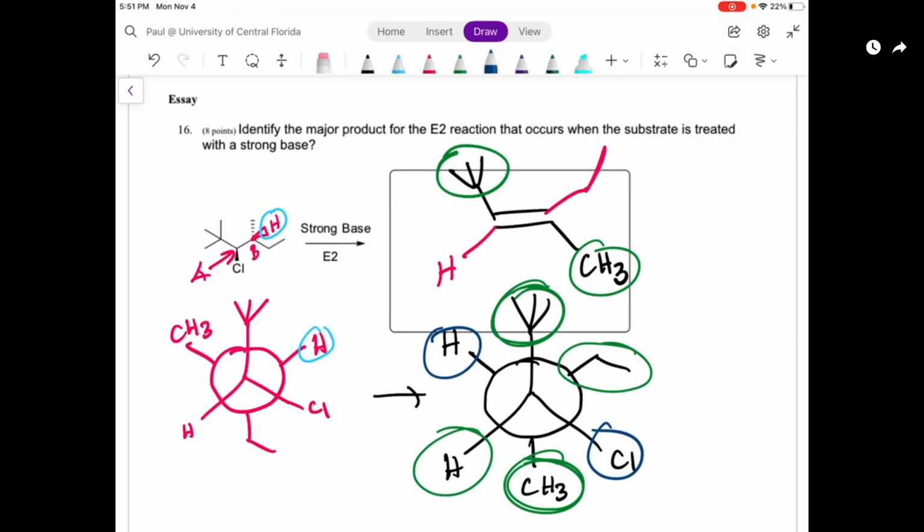So what we see here is a conformation that looks a little unsettling because we have a bulky tert-butyl group and a bulky ethyl group on the same side, giving us a Z isomer.